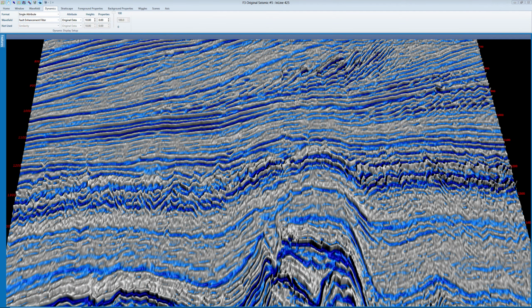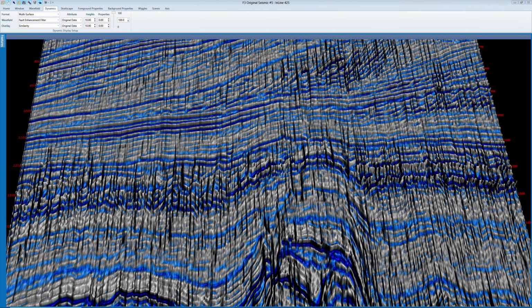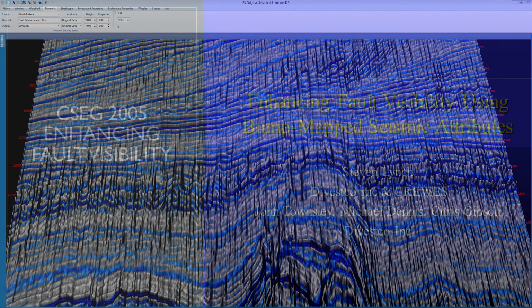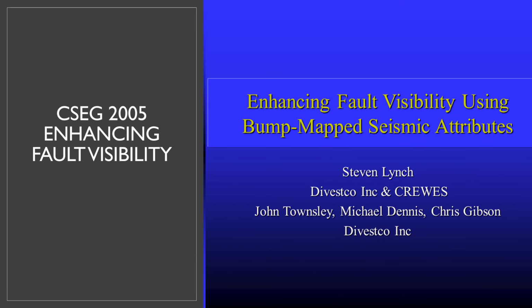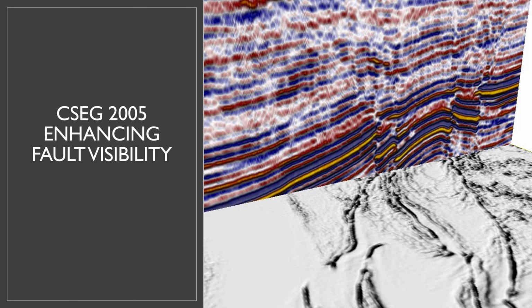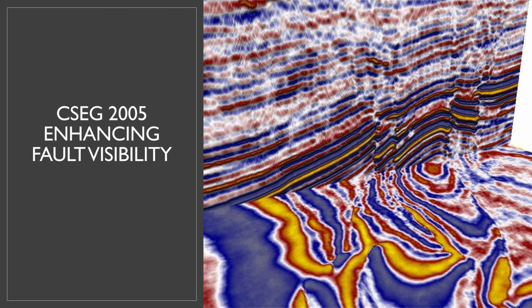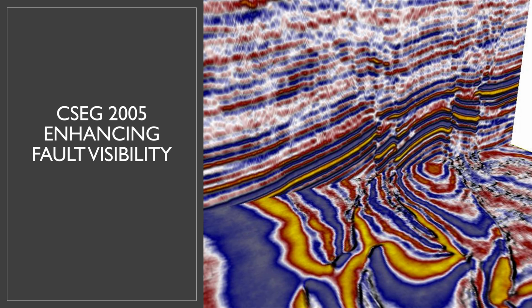Our last dynamic display, the multi-surface display, again has its origins in the depths of time. In this case, it descends from a 2005 SEG Convention talk that I gave called Enhancing Fault Visibility. I have included both the abstract and the presentation as lesson downloads. In the talk, I introduced the idea of using bump mapping to stamp coherence onto an image. You can see the effect here.